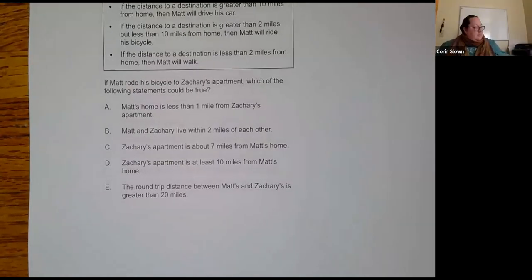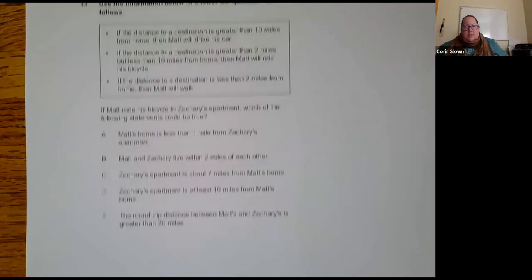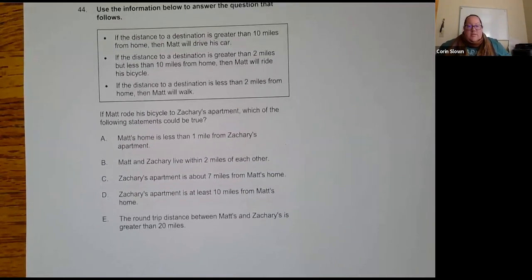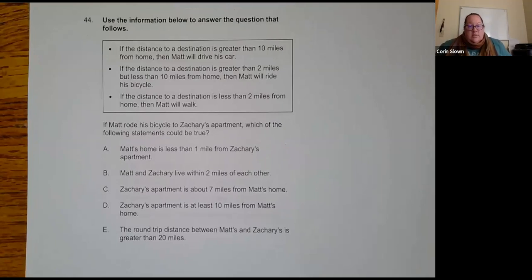Okay, let's take a look at problem number 44. We're going to use the information below to answer the question that follows. If the distance to a destination is greater than 10 miles from home, then Matt will drive his car. If the distance to a destination is greater than 2 miles, but less than 10 miles from home, Matt will ride his bicycle. If the distance to a destination is less than 2 miles from home, then Matt will walk.